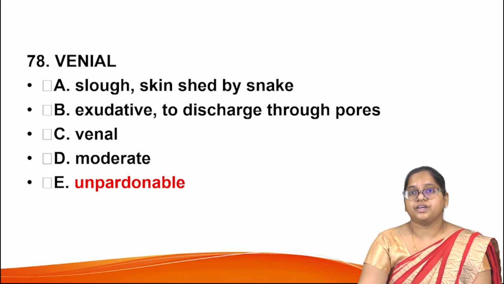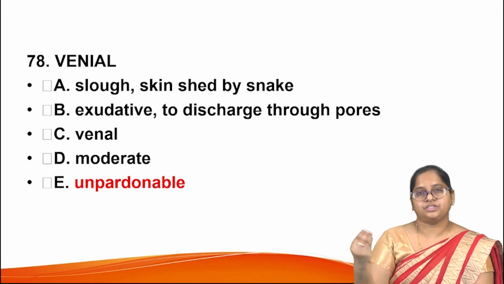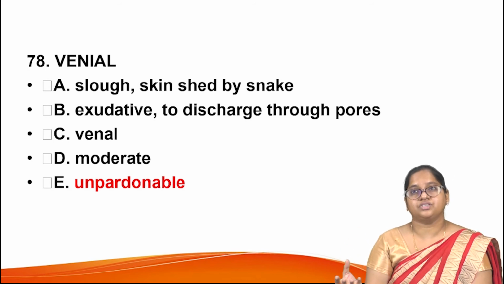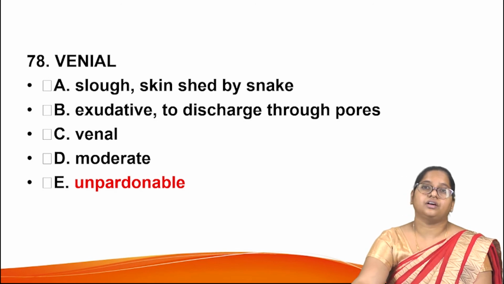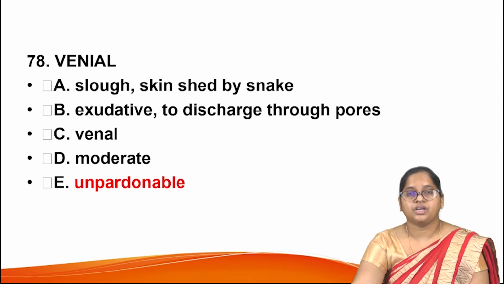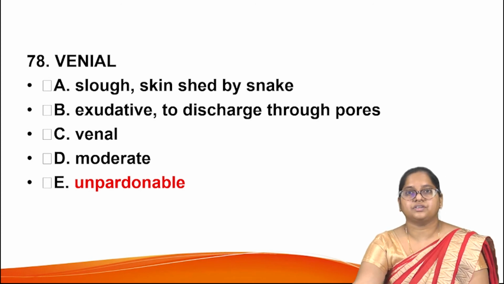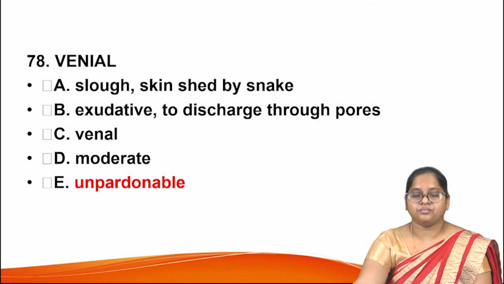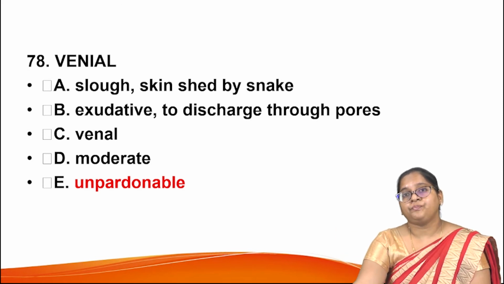Exudative. Exudative means to discharge through pores. Something which can be oozed out, it could be blood or sweat, which comes out through pores. Next to venial, the options are: moderate, calm, balanced, unpardonable. Yes, what does venial mean?